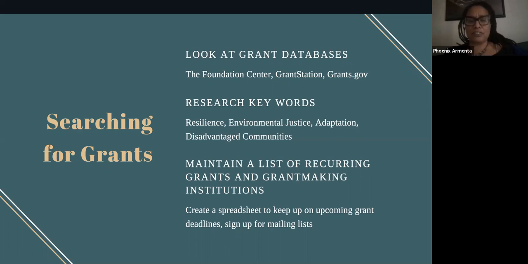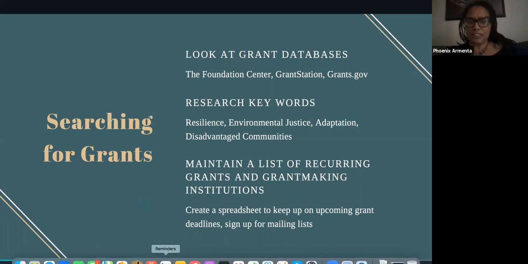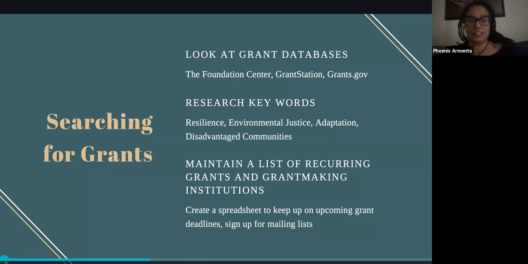I also think if you go to the Foundation Center directly, you can use their grant database. Another one's called Grant Station. It's also a paid database, a little bit cheaper, I think, than the Foundation Center. And then grants.gov is a database for government grants that you can start looking up.